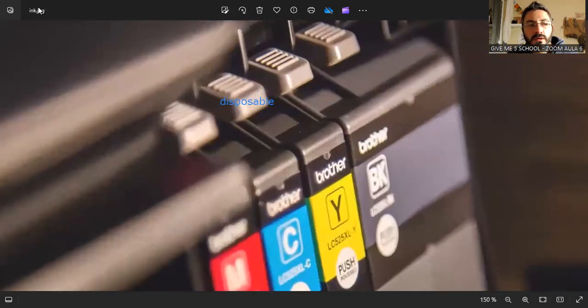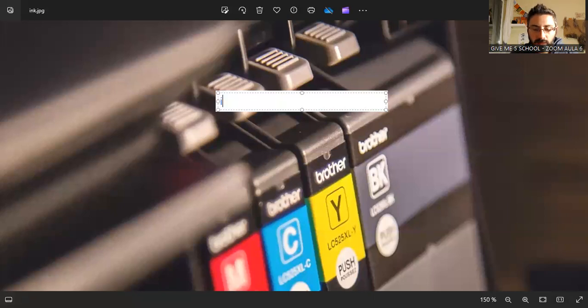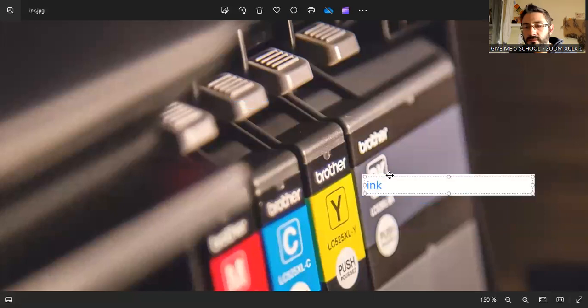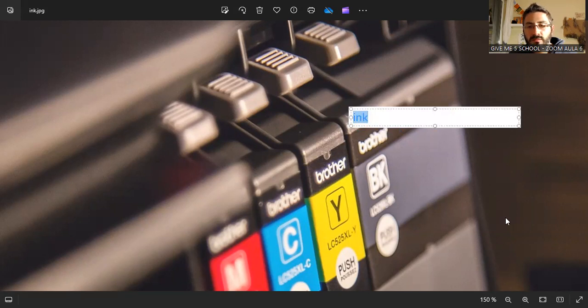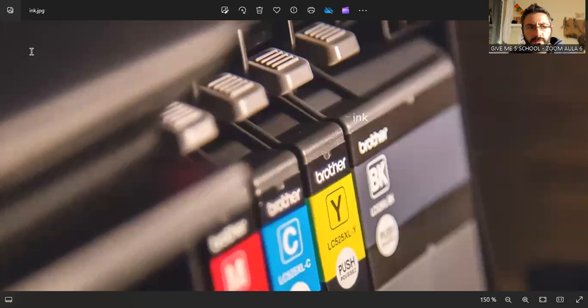Look, here we have, second, this is ink. Ink is tinta, okay? I'm going to make some contrast. Perfect. Ink. This is ink. Let's see if I can make it bigger. That's okay. Ink. Okay, ink. This is ink. Tinta. Let's go with the next one.